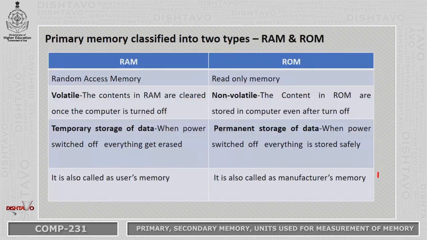Here, one classification we have to study is RAM and ROM. RAM means random access memory, ROM is read-only memory. RAM is volatile, but ROM is not volatile, it is permanent. RAM is a temporary storage of data. When the computer is switched off, your data will also vanish. But in ROM, we can retrieve that. So RAM is also called the user's memory, and ROM is also called the manufacturer's memory.